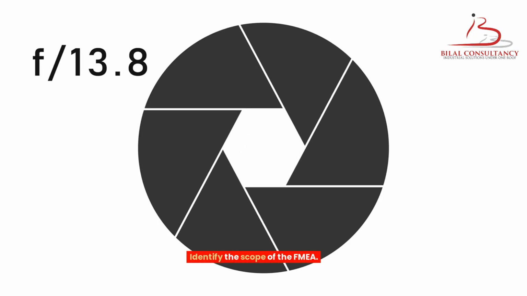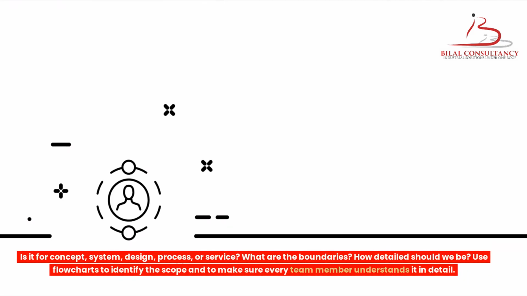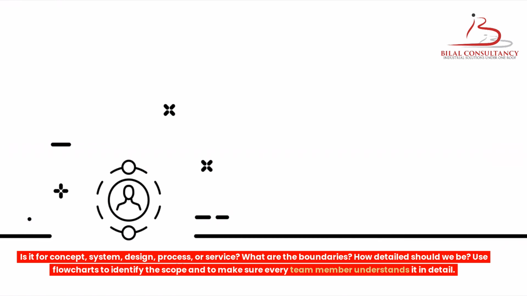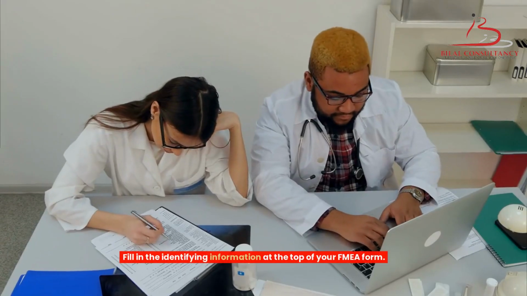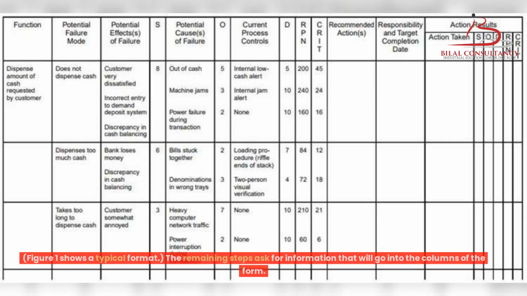Identify the scope of the FMEA. Is it for concept, system, design, process, or service? What are the boundaries? How detailed should we be? Use flowcharts to identify the scope and to make sure every team member understands it in detail. Fill in the identifying information at the top of your FMEA form. Figure 1 shows a typical format. The remaining steps ask for information that will go into the columns of the form.